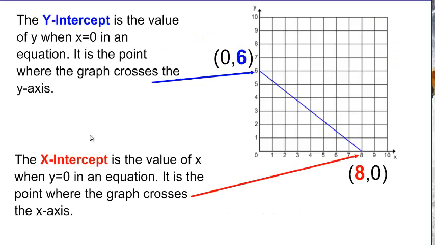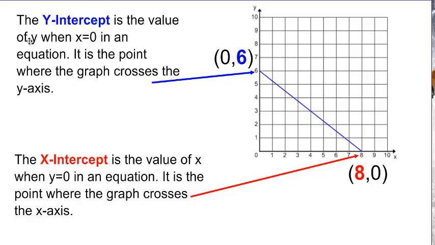The x-intercept of a linear function is the value of x when y equals 0 in an equation. It is the point where the graph crosses the x-axis. So in the graph on the right here, we look at where it crosses the x-axis down here at 8, and so we know our x-intercept is (8, 0), because we plugged in 0 for y.